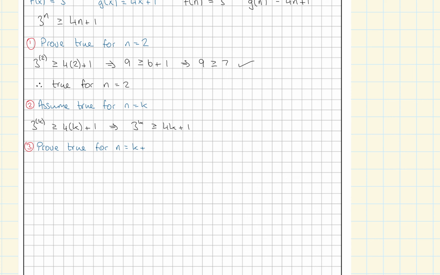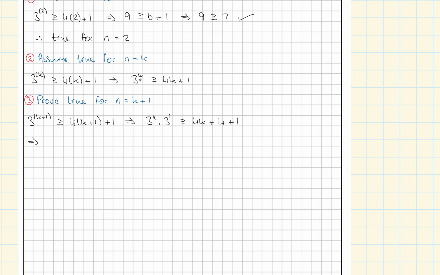Our third step, we're going to prove true for n equals k plus 1. So we have 3 to the power of k plus 1 will be greater than or equal to 4 times k plus 1 plus 1. So that's 3 to the power of k by 3 to the power of 1 greater than or equal to 4k plus 4 plus 1. Again, I'm keeping step 2 in mind, so that was 3 to the power of k greater than or equal to 4k plus 1. I'll just swap this order around, and 3 to the power 1 we can just leave as 3 now.